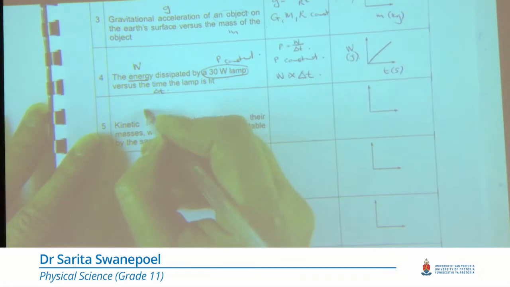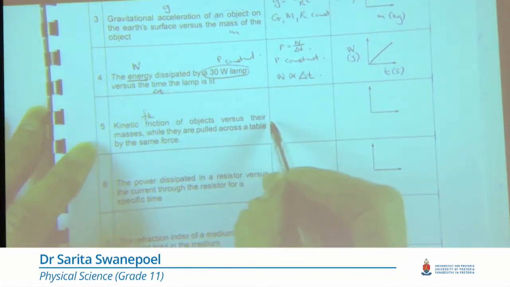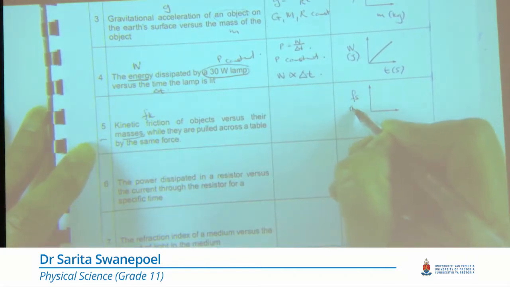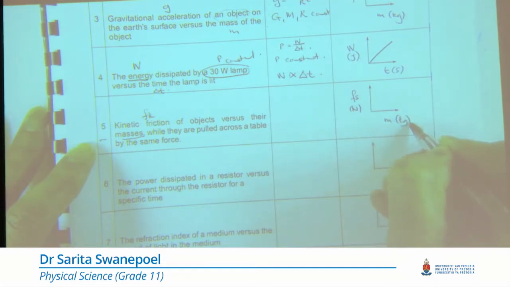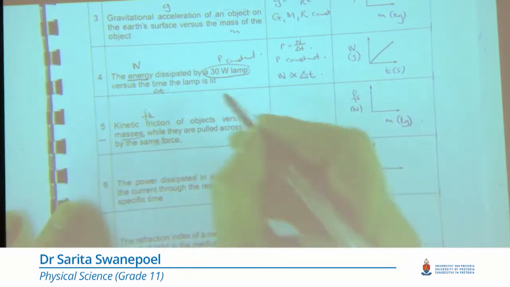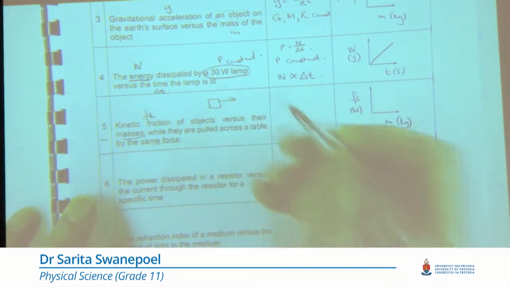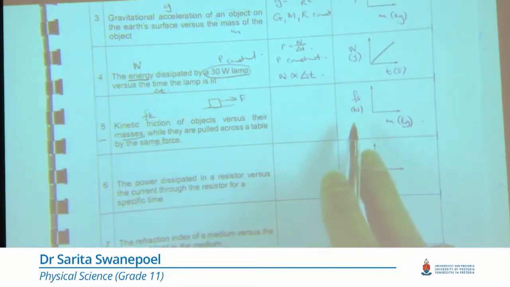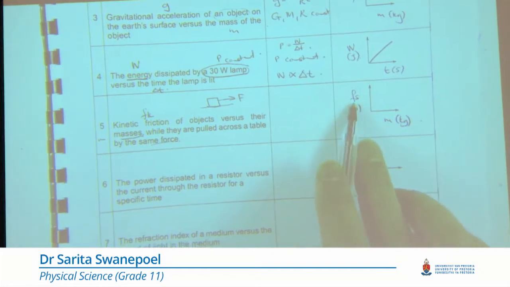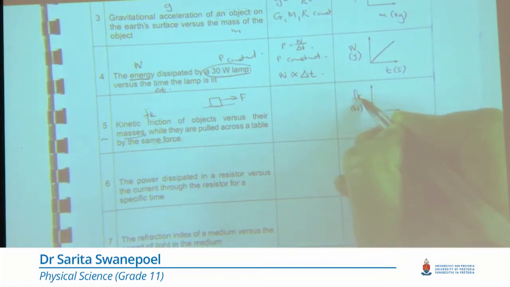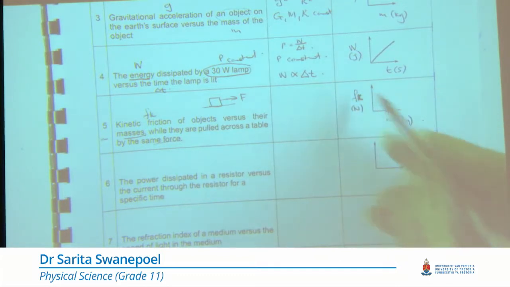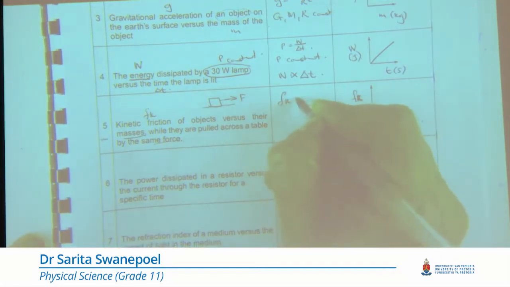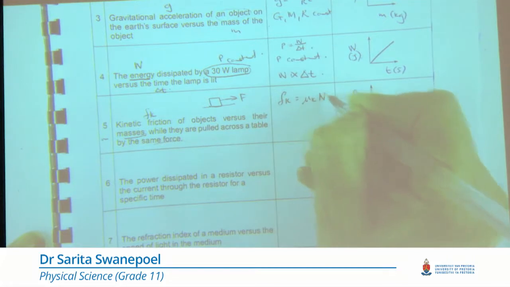Kinetic friction. So we're looking for kinetic friction of objects versus their masses. Kinetic friction will be in newtons, mass in kilograms, pulled across the table with the same force. So you're pulling it with some force, and they're asking about friction. Now, we have a problem. Do you have an equation with kinetic friction and m in the same equation? No, for kinetic friction you have mu k N.